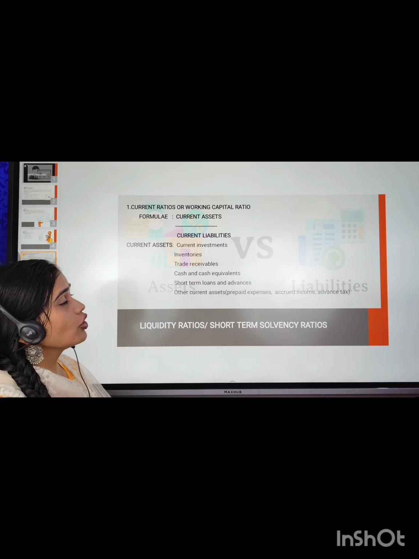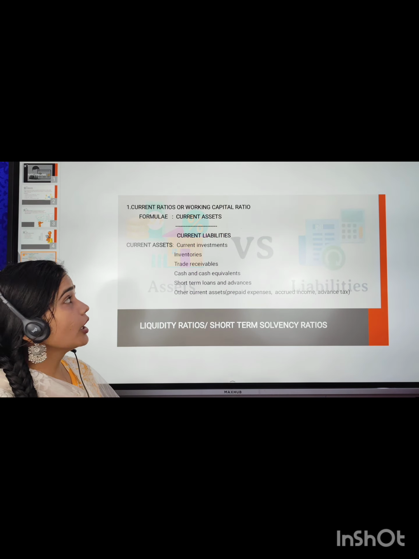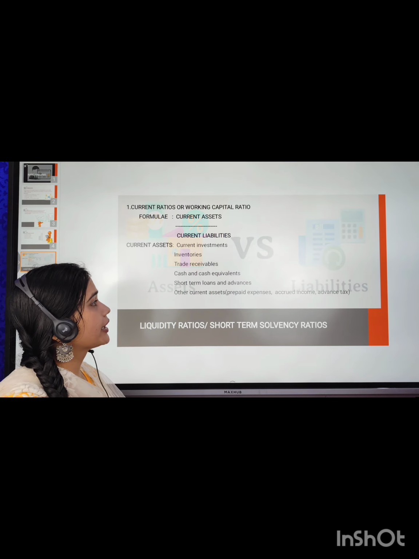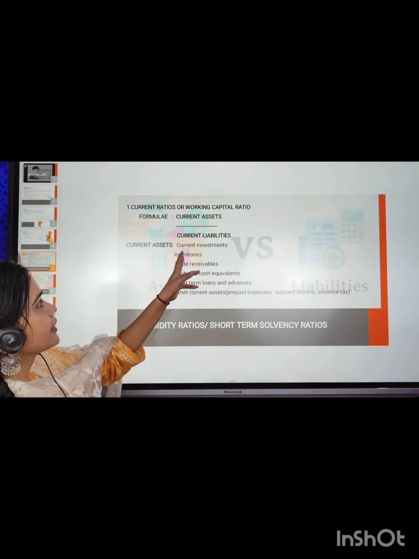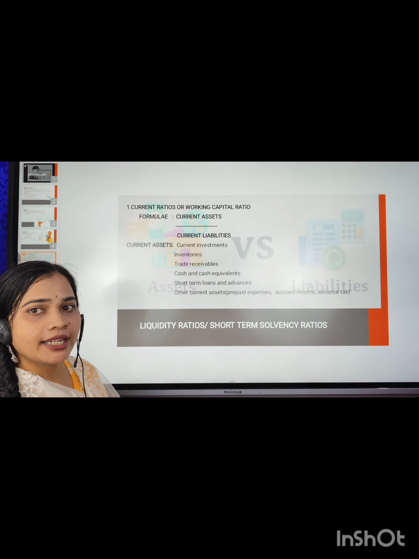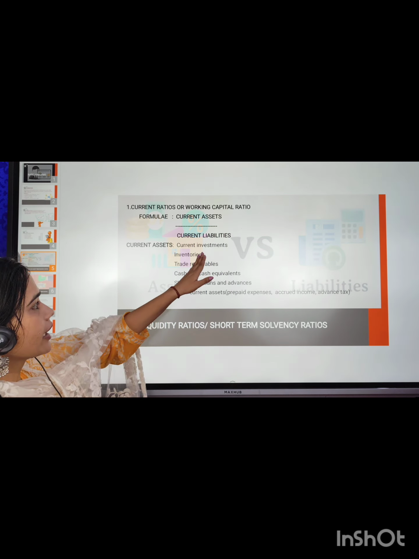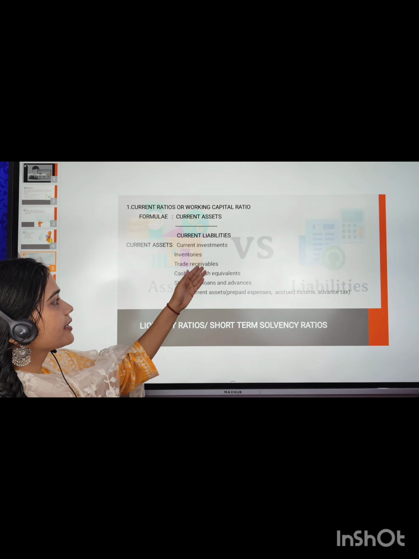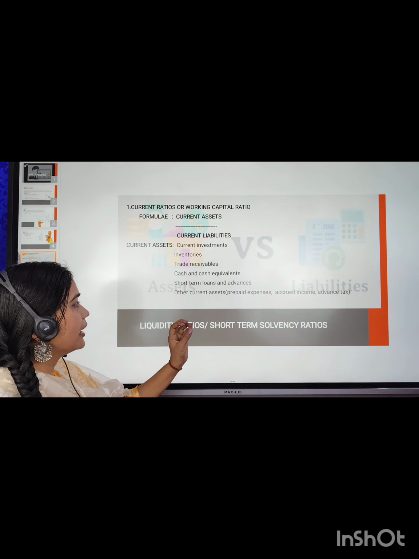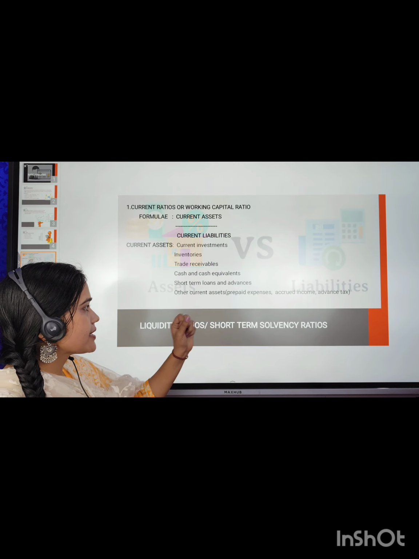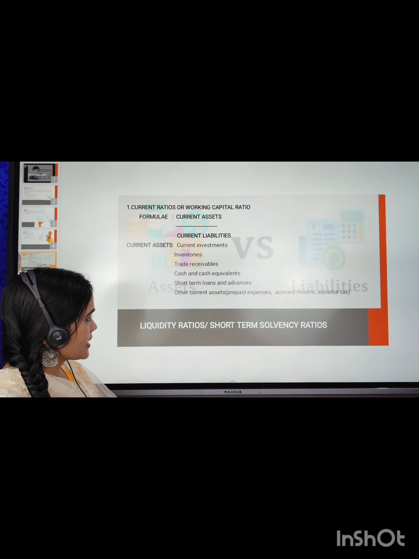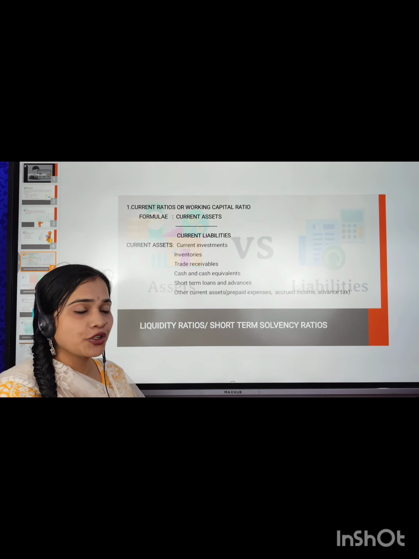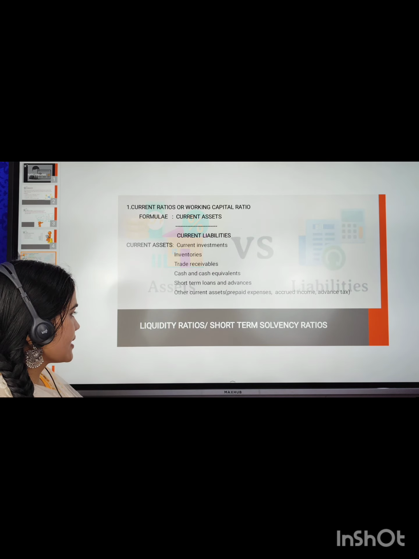Now, current ratio or working capital ratio. The formula for calculating current ratio or working capital ratio is current assets upon current liabilities. In current assets, we include current investment, inventories, trade receivable, cash and cash equivalent, short-term loans and advances, and other current assets. We include prepaid expenses, accrued income, advance taxes, etc.